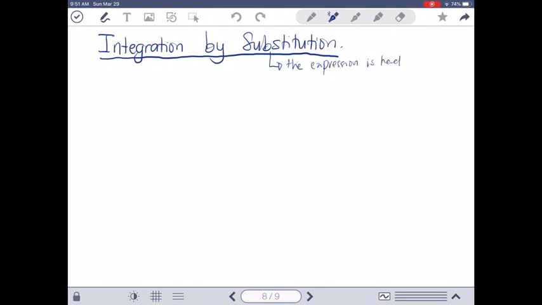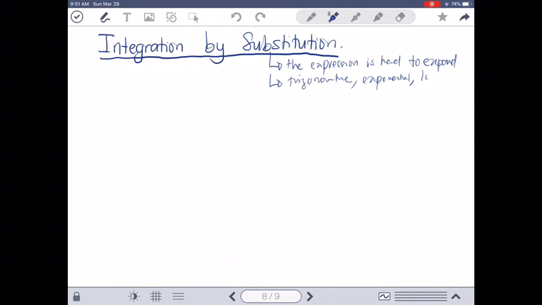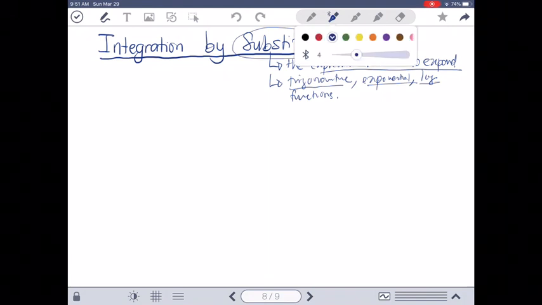is hard to expand. And we also use integration by substitution when we deal with integration of trigonometric, exponential, or log functions. So when we have a condition where the expression is hard to expand, or we deal with trigonometric, exponential, or log functions, we use integration by substitution.